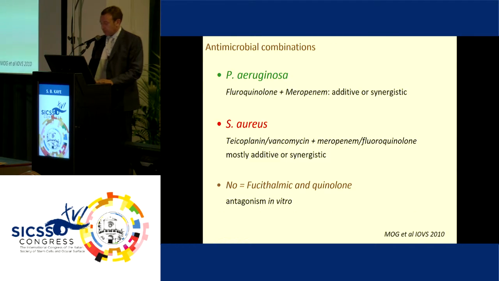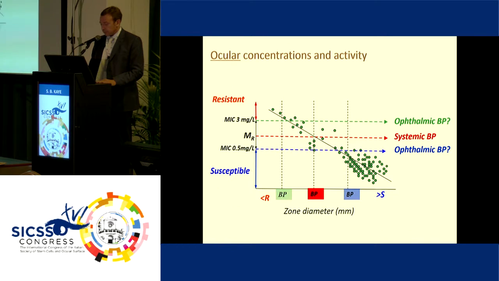So, for example, good combinations for Pseudomonas might be a fluoroquinolone and meropenem, which is usually additive or synergistic, and for Staphylococcus aureus, something like a glycopeptide, whether it be vancomycin or teicoplanin, you combine that with meropenem and a fluoroquinolone, that's very effective as well. Whereas you don't want to take something like fusidic acid and a quinolone, they tend to be antagonistic.